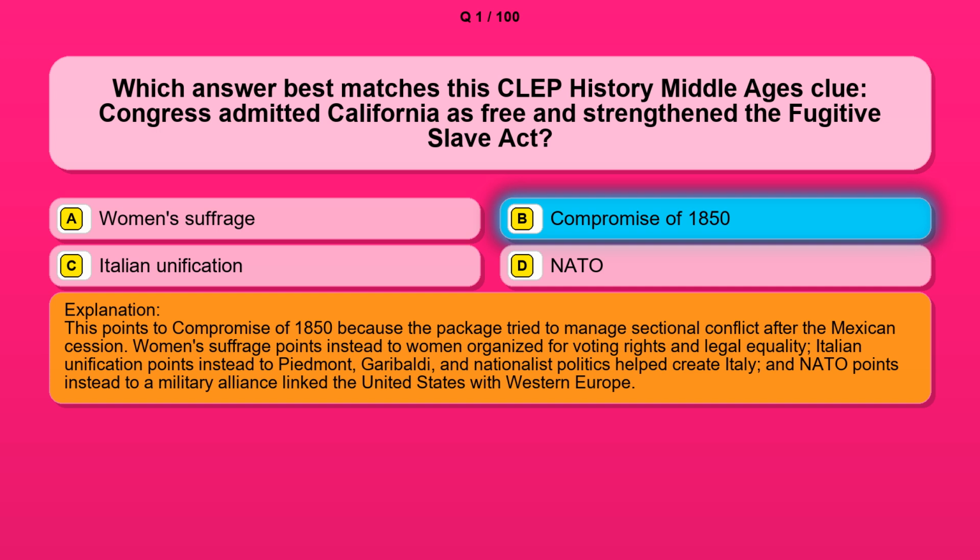Cession. Women's suffrage points instead to women organized for voting rights and legal equality. Italian unification points instead to Piedmont, Garibaldi and nationalist politics helped create Italy, and NATO points instead to a military alliance linked the United States with Western Europe.